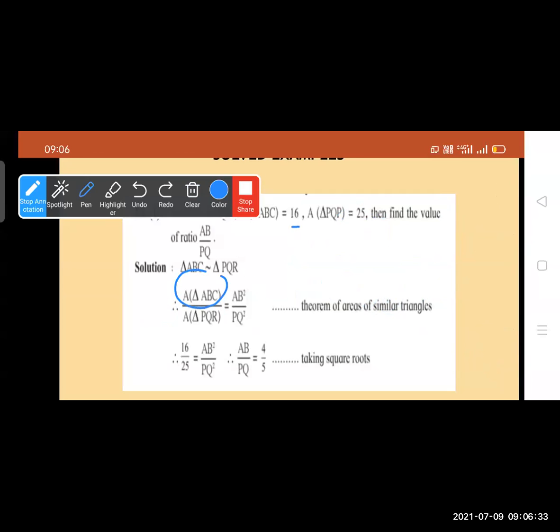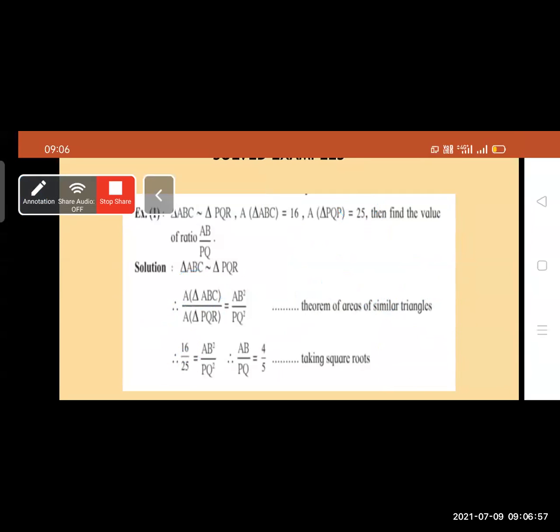Okay, then substitute the value. Area of triangle ABC is given 16 and area of triangle PQR is given 25. Okay. Then here we take the square root. The square root of 16 is 4 and square root of 25 is 5. So here we get the ratio of AB by PQ is equal to 4 by 5. Okay. So very simple question for 2 marks. It's easy. Now second question.